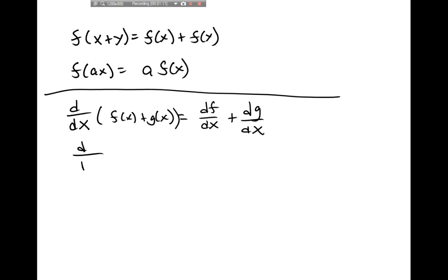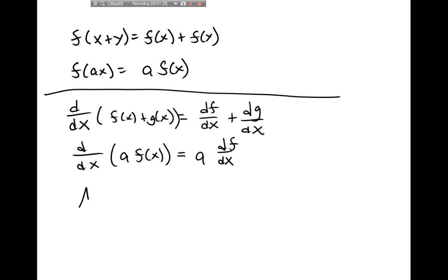Secondly, if I take the derivative with respect to x of a constant times f of x, that's just going to be equal to a times the derivative of f of x. So we can see that the derivative is a linear operation, and also multiplication is pretty obviously a linear operation.